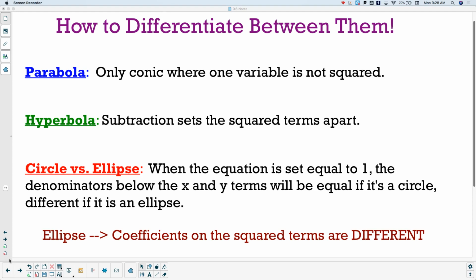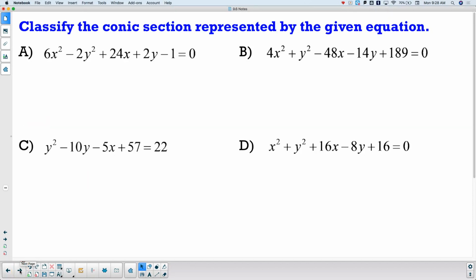So here's the why. Here's the reason why. Because now this is going to be a problem. That doesn't look like any of what those other ones looked like before. So how are we going to be able to tell what conic is represented by each equation? Well, it's the stuff that you just wrote down. If there's one squared term, it's a parabola. So which one of those four is a parabola? C is the parabola because it's only got one squared term.